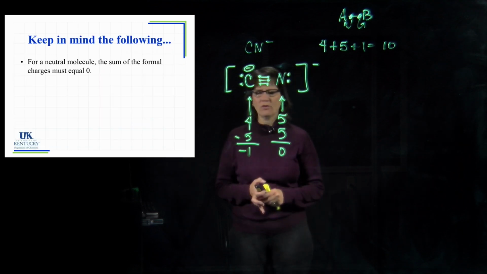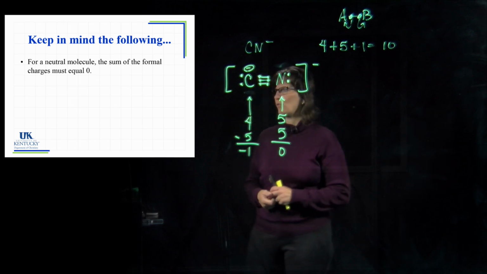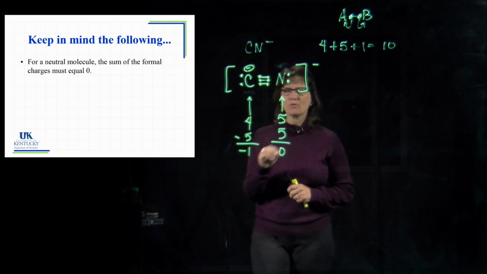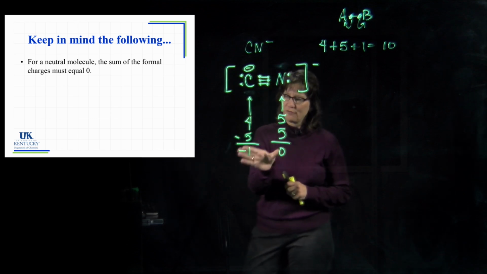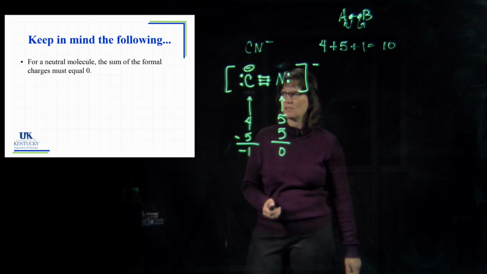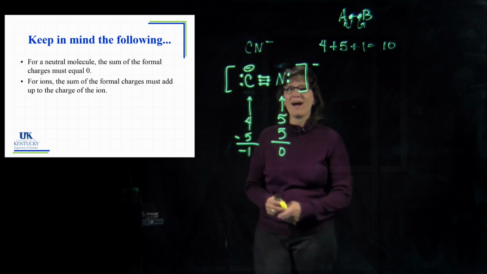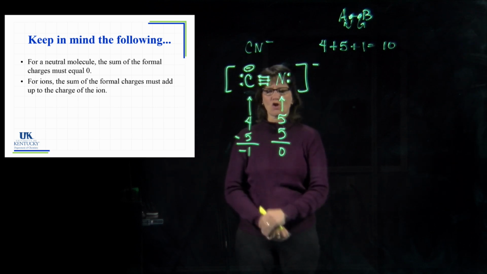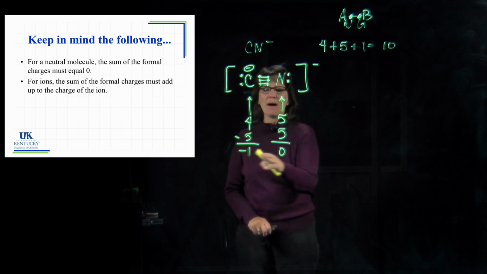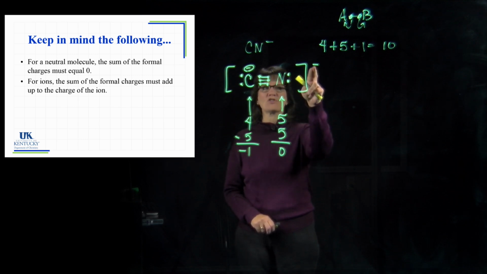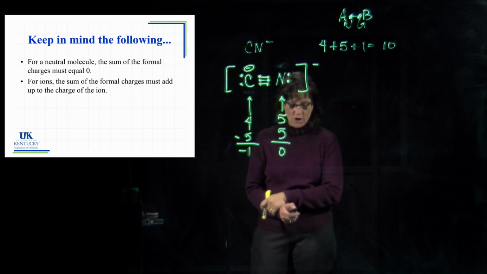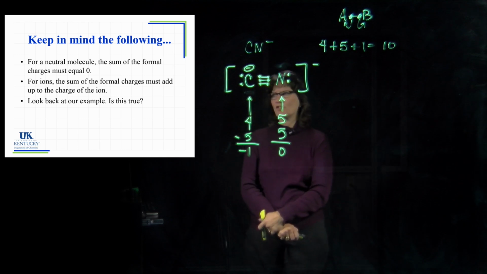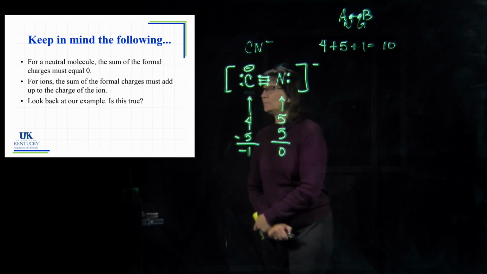Now, these are some things that should happen when we do a formal charge. For a neutral molecule, if you took all those formal charges, they have to add up to 0. Okay, if you've done it right, the formal charges will add up to 0. The next thing is, if you have an ion, which is what I've got right here, those formal charges have to add up to the overall charge of the ion. So there we have a -1 sum of my formal charges. That adds up to the overall charge of the ion. So that is correct for that. We looked back and we saw that this is true for our example.